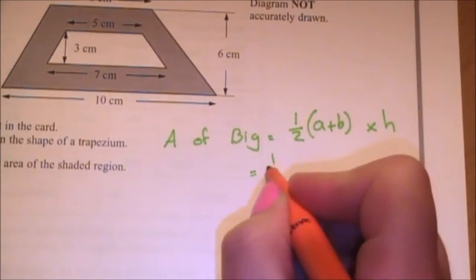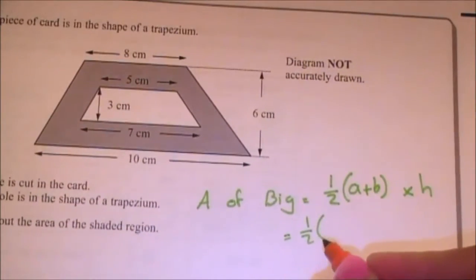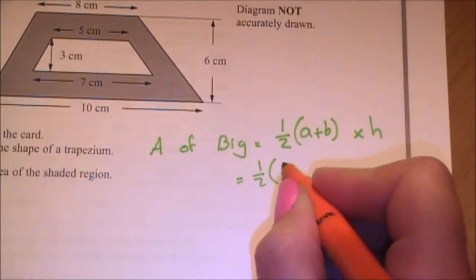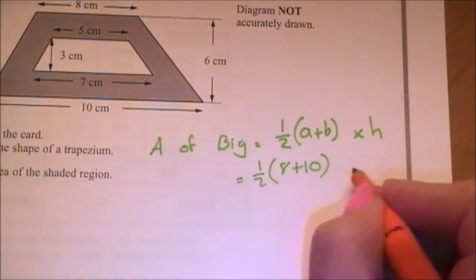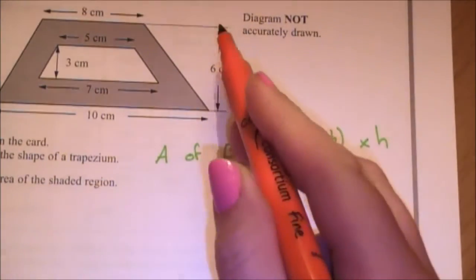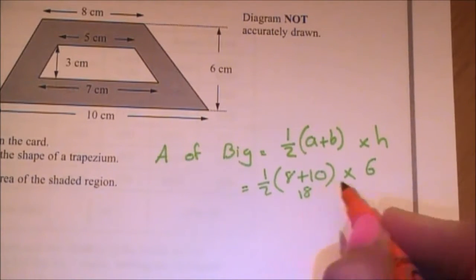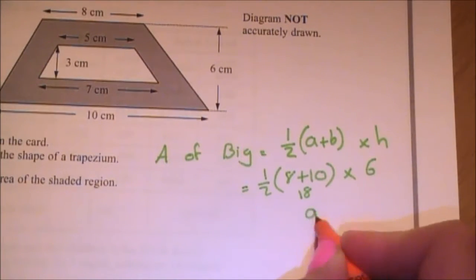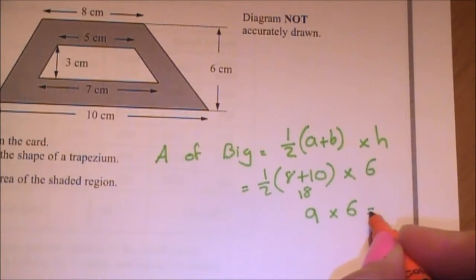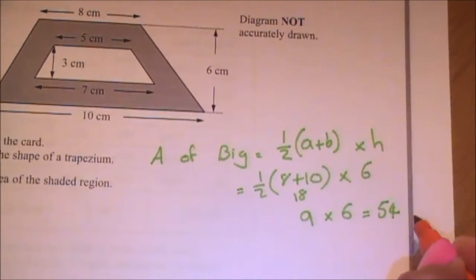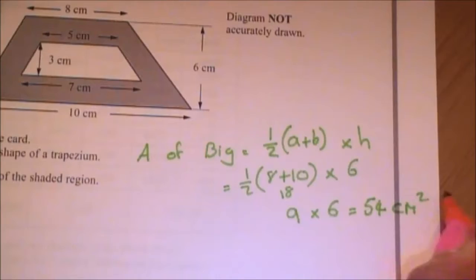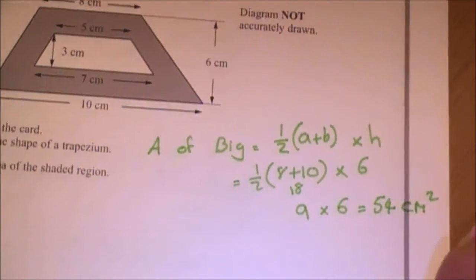So that is half of, my parallel sides of the big one are the 8 and the 10. So half of 8 plus 10 times by my height, which is 6. So 8 plus 10 is 18. Half of 18 is 9. 9 times by 6 equals 54. Its area, so it's centimetres squared.